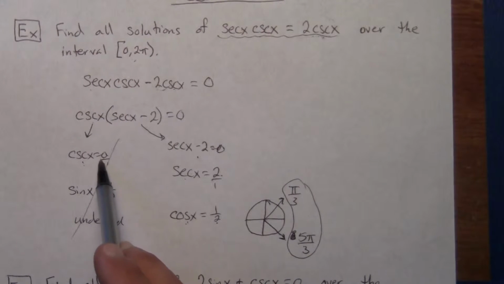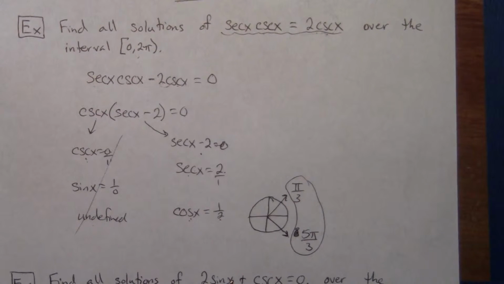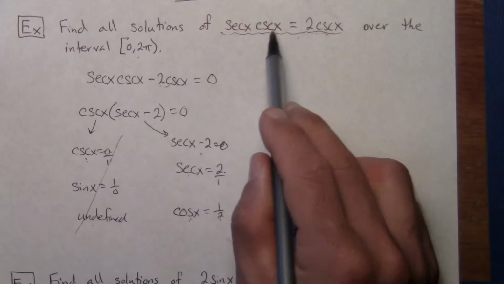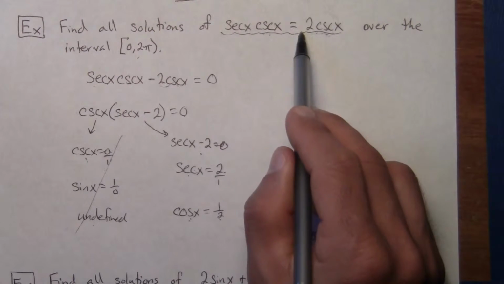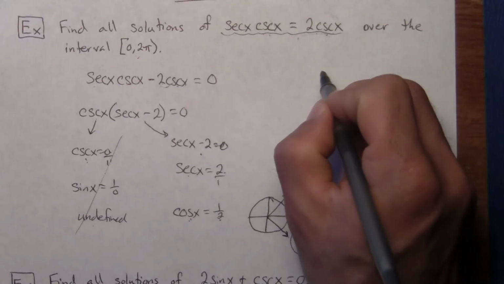So typically you probably get more answers here. It's just that this is undefined, so this one didn't end up giving me any answers, which is fine. Some of you might be looking at this and saying, can't I divide both sides by the cosecant of x? For this particular one, it would work, but you typically don't want to do that. The reason is this.